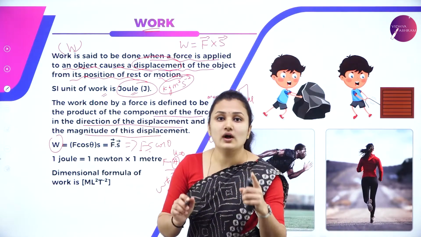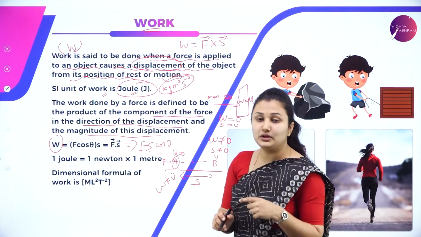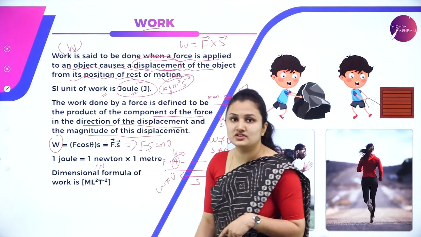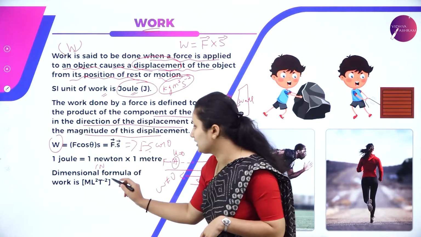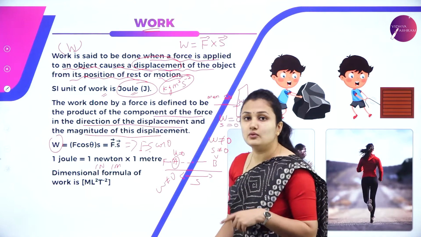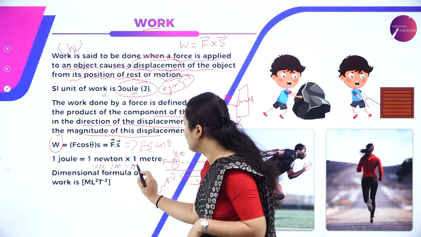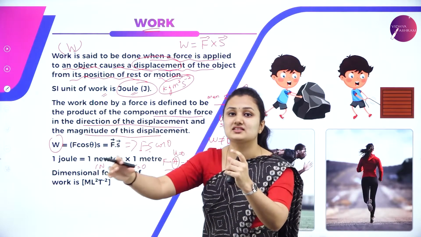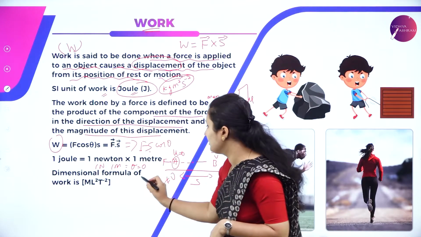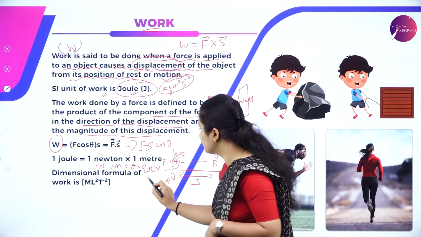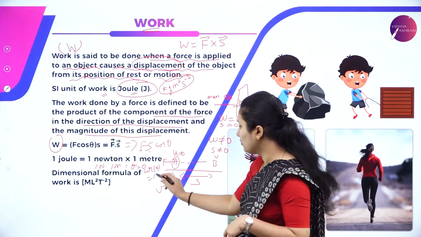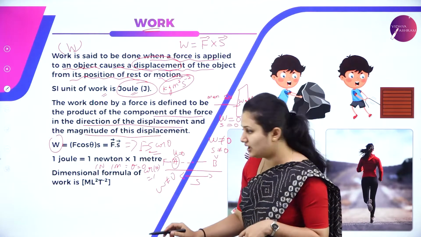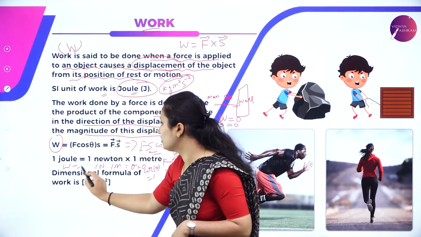So when do you say 1 joule of work has been done? When 1 Newton of force causes the displacement of an object by 1 meter, theta is equal to 0, because when you apply force in this direction, the displacement will be in the same direction as that of force. So theta will be 0, cos 0 is nothing but 1. If you substitute in this equation of work, you will get 1 joule. The work done is equal to 1 joule.